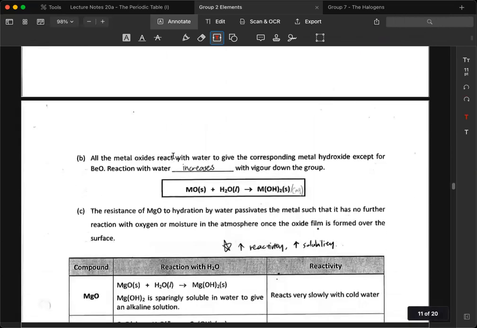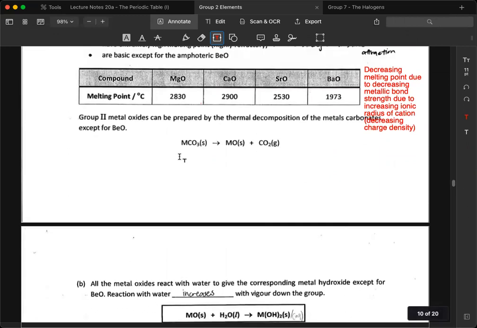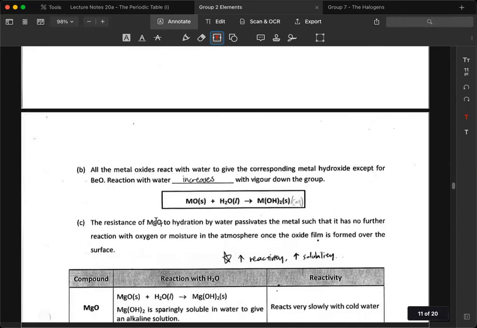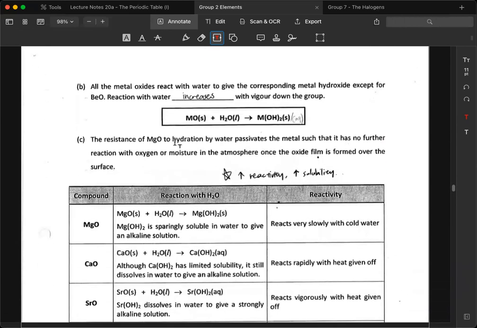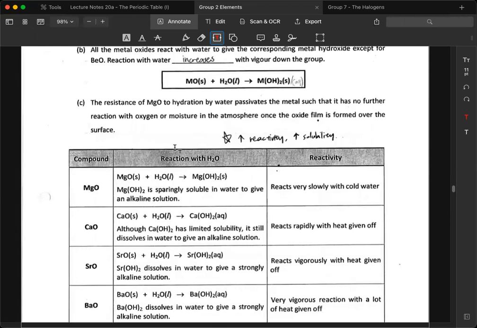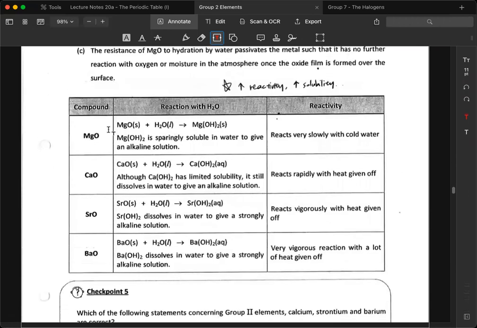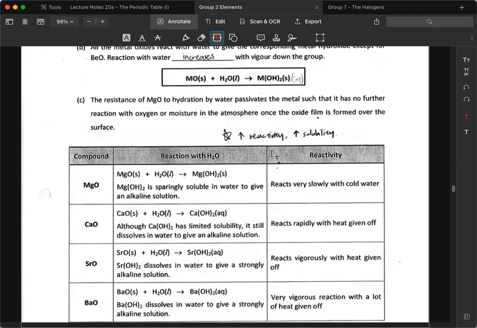All the metal oxides react with water to give the corresponding metal hydroxide, except for beryllium oxide. So reaction with water increases in vigor down the group. The resistance of magnesium oxide to hydration by water passivates the metal such that there is no further reaction with oxygen or moisture in the atmosphere once the oxide film is formed over the surface. So the magnesium oxide reacts with water to form magnesium hydroxide. So this is sparingly soluble to give an alkaline solution. Why does it not hydrate easily? Because of the oxide layer.